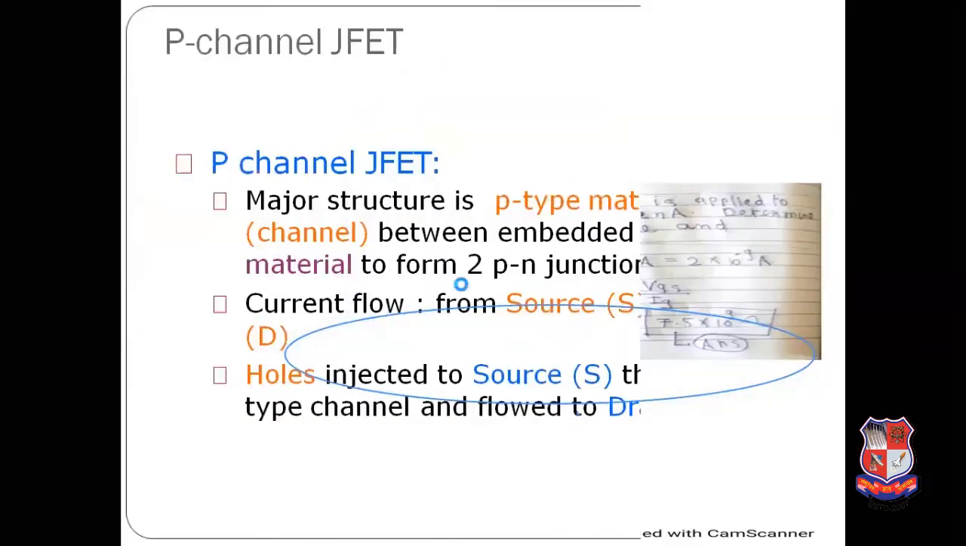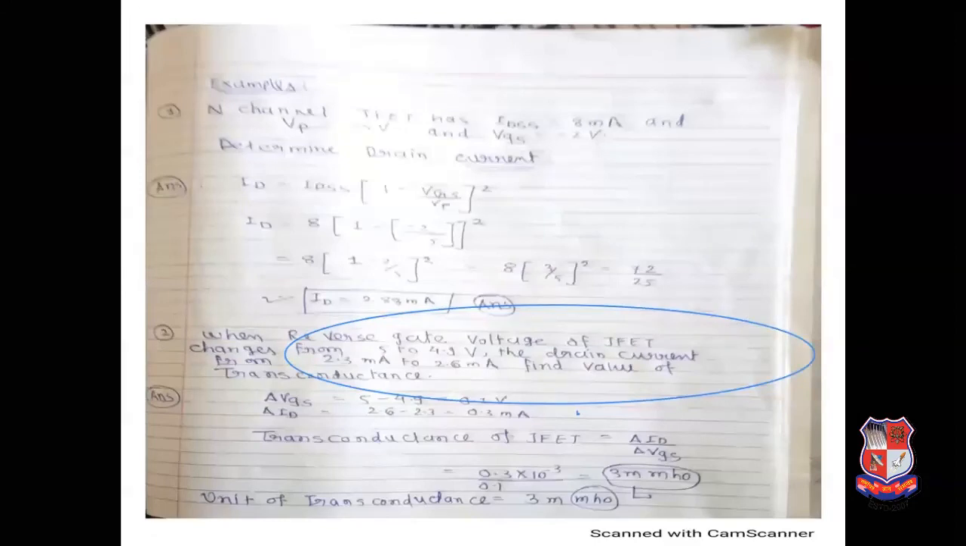Now see, this is the example of JFET. N-channel JFET has IDSS equal to 8 milliampere, and Vp equal to minus 5 volt, means pinch-off voltage, and VGS equal to minus 2 volt. So it is the basic equation of JFET. (5 minus 2) by 5, that is 3 by 5, the whole square. So answer is 2.88 milliampere. So it is the final answer related to example number 1.